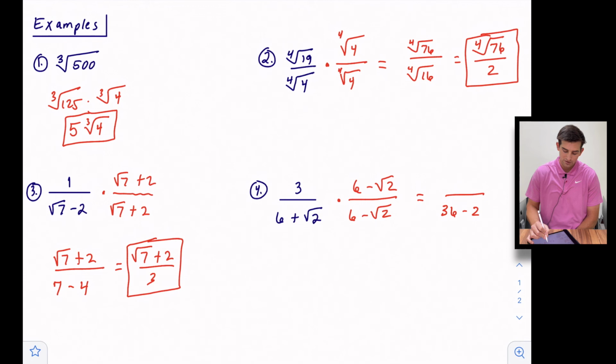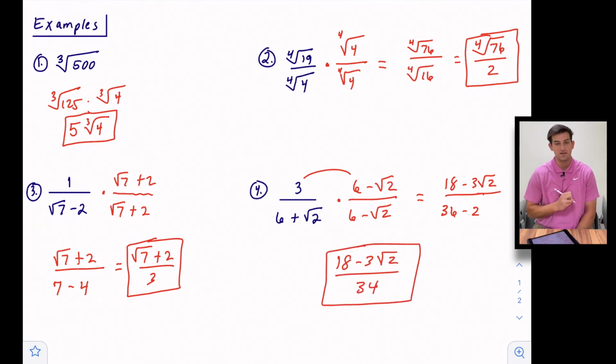Now in the numerator, we're going to distribute. 3 times 6 would be 18, and minus 3 times root 2 would be 3 root 2. Now we can simplify the denominator. 36 minus 2 is 34. That would give us a final answer of 18 minus 3 root 2 divided by 34, and that would be our final solution there. And that's how we can make sure we have our radicals written in simplest form.